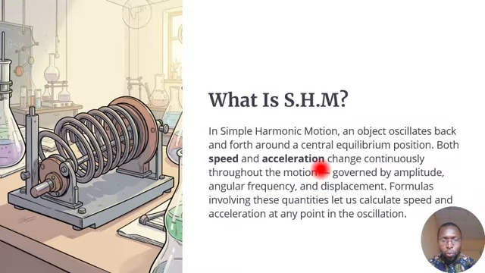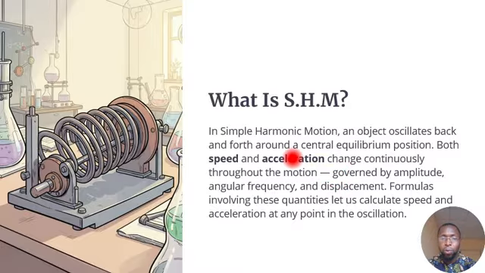Now, what really happens when this is happening? During simple harmonic motion, please take note that even though we have speed and acceleration involved, speed remains constant while acceleration continues to change. And when we say acceleration is changing, what we are saying is that only the magnitude part of acceleration is constant. The direction part is changing. Only the magnitude is constant while the direction is changing.